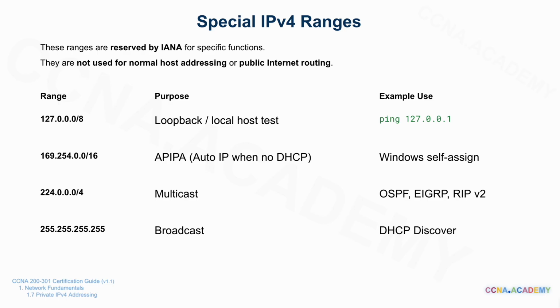Beyond the private ranges, a few IPv4 blocks have special purposes. For example, 127.0.0.1 is the loopback address. 169.254.0.0 is an APIPA address, used when DHCP fails, and 224.0.0.0 is reserved for multicast. These are not private or public, just special.